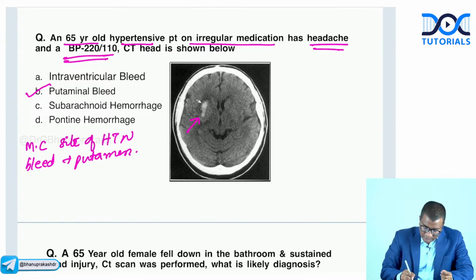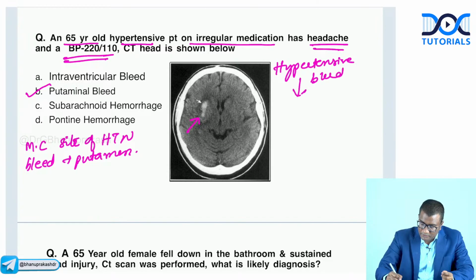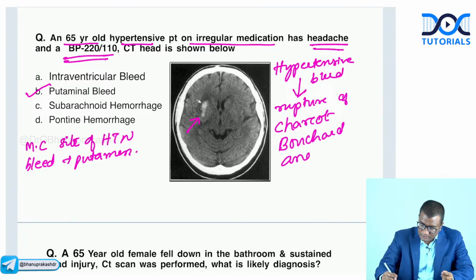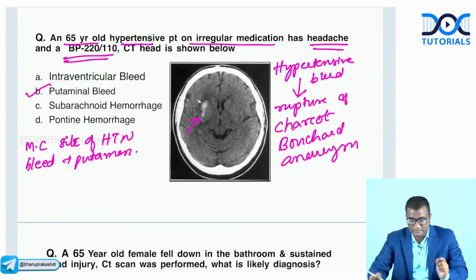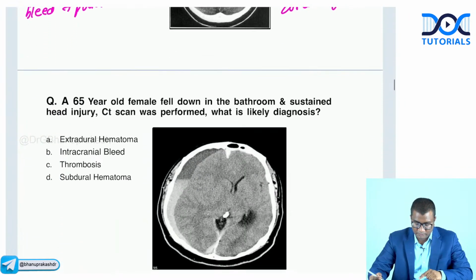And what is the reason for this hypertensive bleed? What is responsible for this hypertensive bleed? Remember, the hypertensive bleed is occurring due to rupture of Charcot-Bouchard aneurysms, right? So rupture of Charcot-Bouchard aneurysms will lead to hypertensive bleeds. So identify the location, the putamen, as a common site for hypertensive bleed.